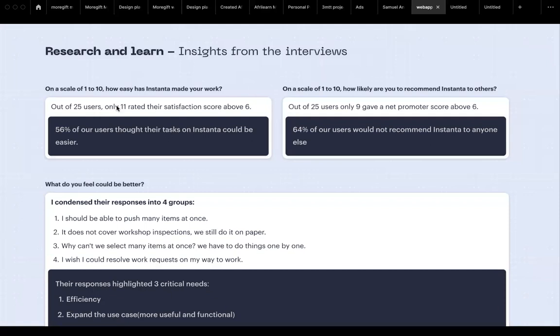Out of 25 users, based on the question, on a scale of 1 to 10, how easy has Instantata made your work, only 11 rated their satisfaction score above 6. That's 56%. So my conclusion was that 56% of our users thought their task on Instantata could be easier. That means it's currently not as easy as they hoped for. On a scale of 1 to 10, how likely are you to recommend Instantata to others? Out of 25, only 9 gave a net promoter score above 6. 64% of our users could not recommend Instantata to anyone else.